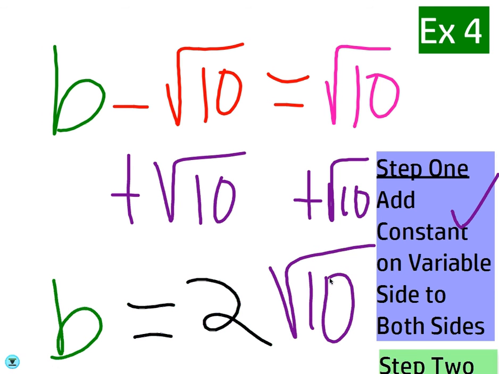Remember, it's like adding basketballs. If you have 2 of them, you just write 2b, right? Or 2 basketballs. In this case, you have 2 square root of 10. You're adding it twice, so that means you're multiplying it. If you added square root of 10 3 times, the answer would be 3 square root of 10.